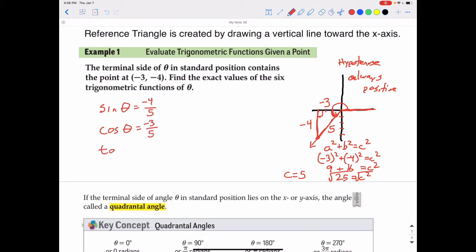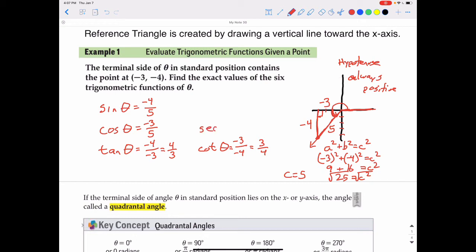Then tangent. The tangent of theta is opposite over adjacent. The opposite side is -4. The adjacent side is -3. Since it's a negative divided by a negative, that simplifies to a positive 4/3. And then cotangent. The cotangent formula is adjacent over opposite. The adjacent side is -3. The opposite side is -4. So that would simplify to 3/4.